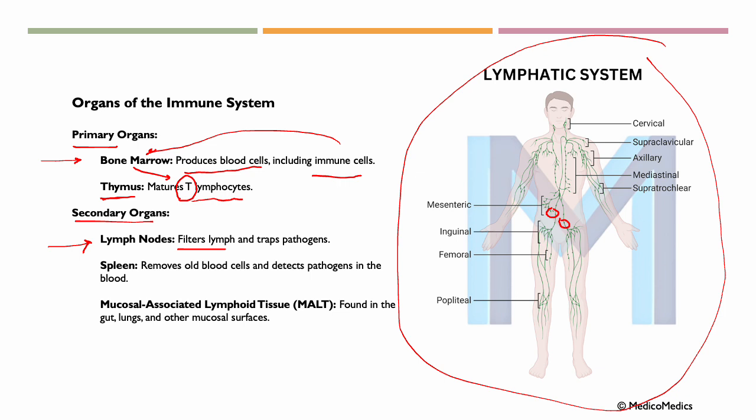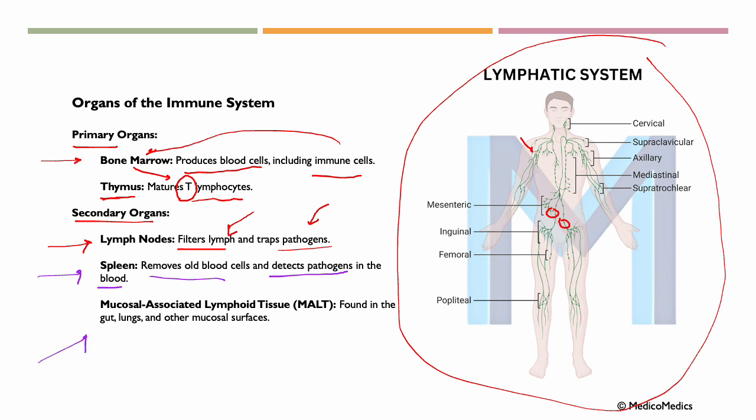So this is where lymphatic fluid is filtered, and this is where pathogens get trapped. They are also very rich in different immune cells. Furthermore, we have the spleen. This is where old blood cells are removed, and it also helps in detecting pathogens flowing in our blood.